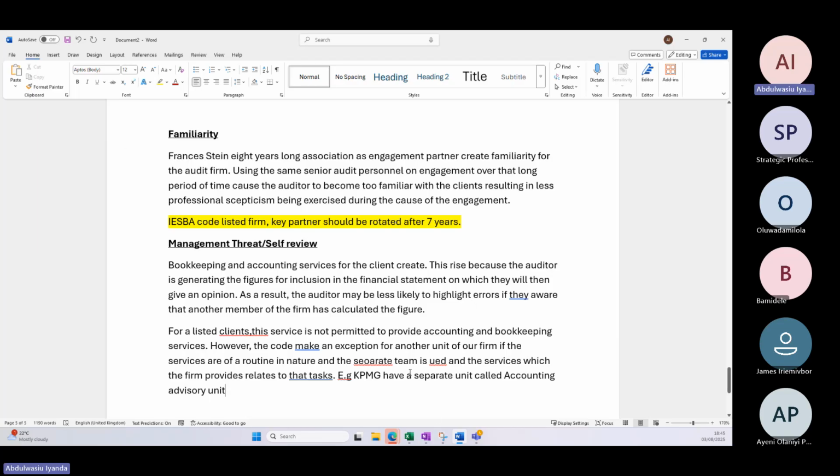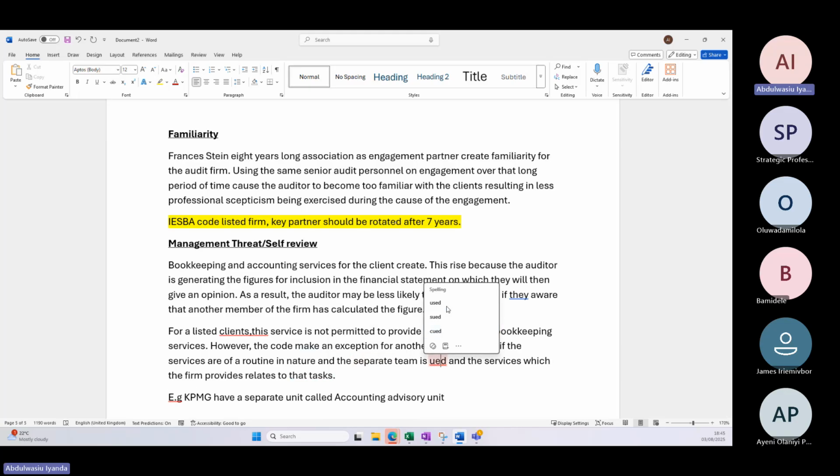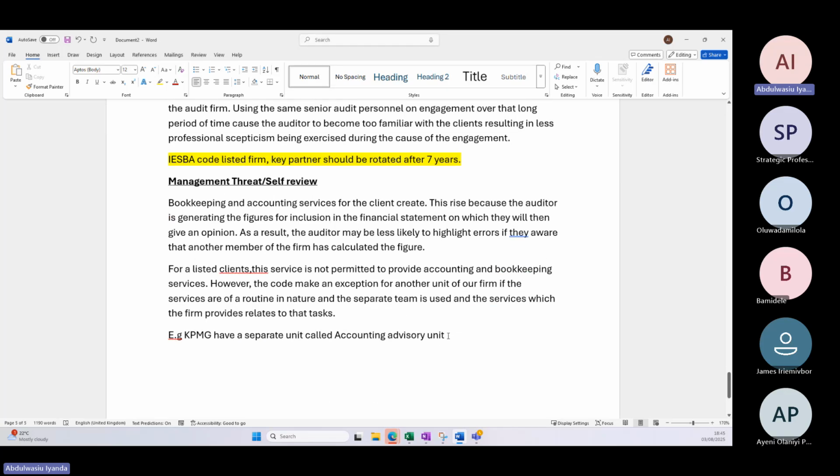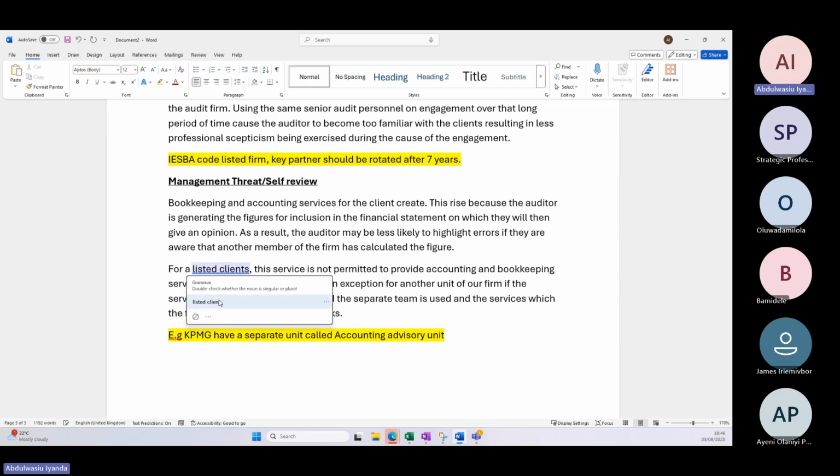So what I'm trying to say here is that just like the recommendation, this one should be separate. A separate team is used. So in KPMG now we have an accounting advisory team. Let's say KPMG is doing this particular engagement. Rather than the audit team doing this task, the accounting advisory team can go and do it, if it is not a listed client.